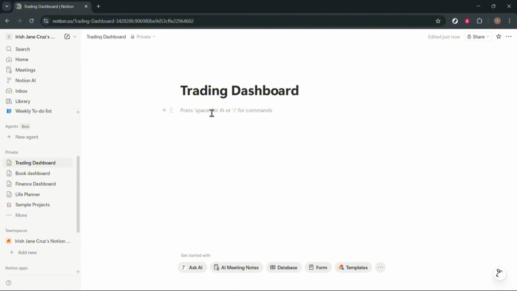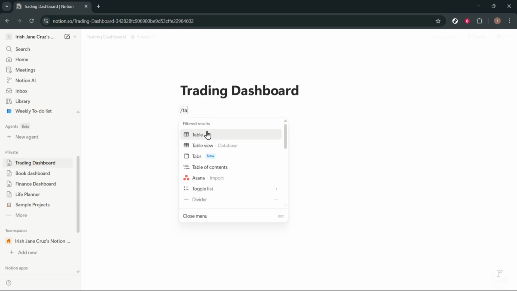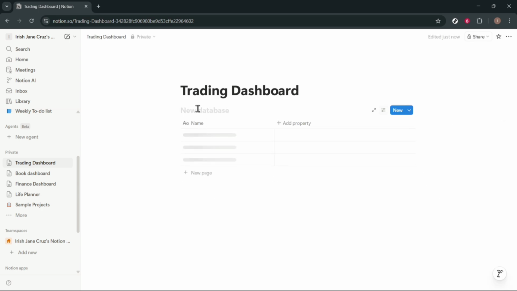create trade log database. So go ahead and enter slash table view and then name this as trades log database. So go ahead and track the date, ticker, entry and exit prices, position size, and profit or loss. Add notes for your strategy and mindset during the trade.